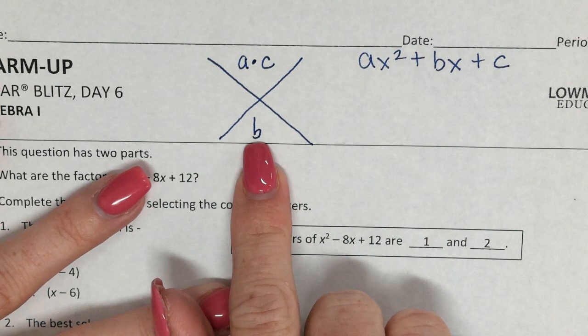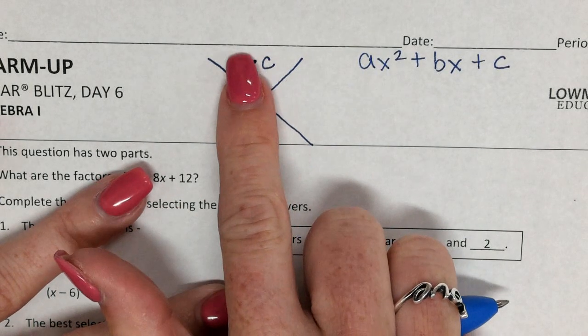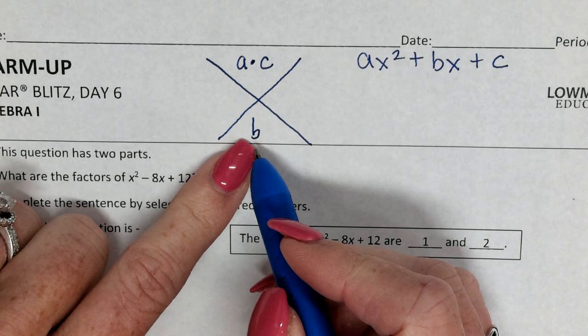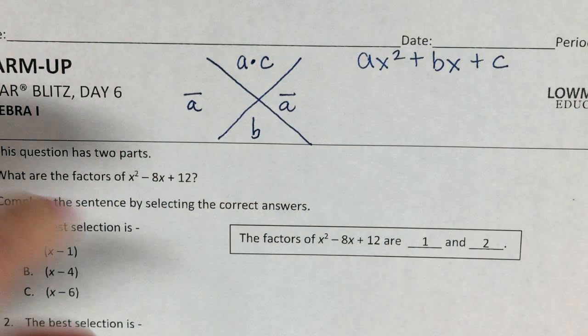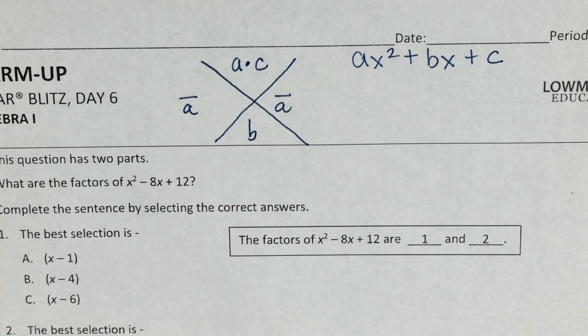Y'all remember this? Yes or no? Yes. Let's say it again. We're looking for what number times what number gives us this, but that when I add them, it will give me this. Once I find those, I put them over A and simplify. Is this starting to ring a bell now?